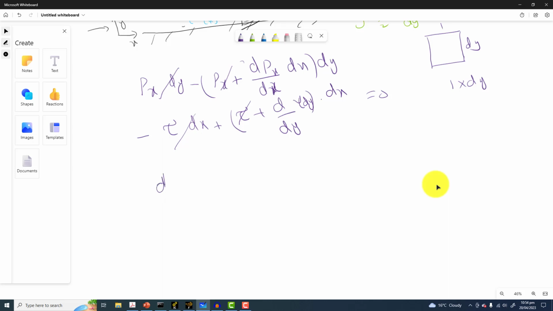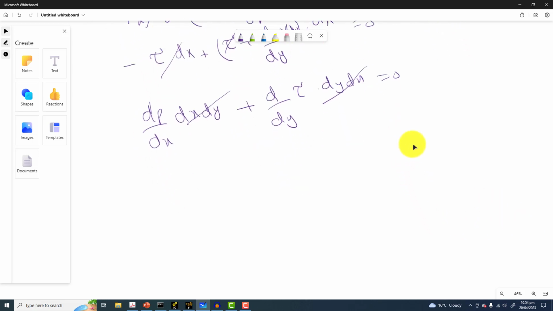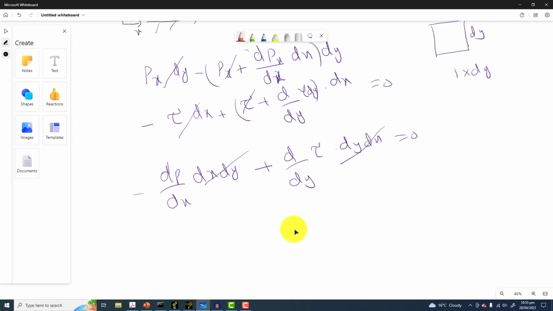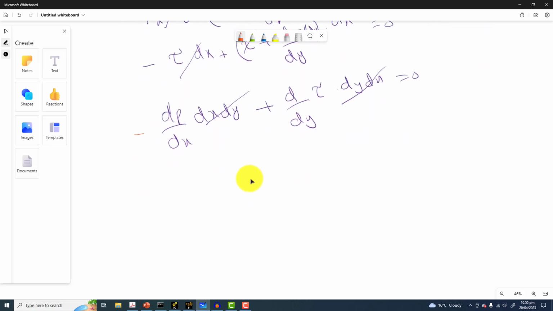So I will simply write down the dp by dx and dx dy plus d by dy of the shear stress into dy into dx is equal to 0. So you can cancel out the terms dx and dy throughout from both sides. So now the equation says that we have this thing. This term will be a minus term and this term will be a positive term. So we can write down d by dy of the shear stress is equal to, on this side it will be a positive quantity, dp by dx.